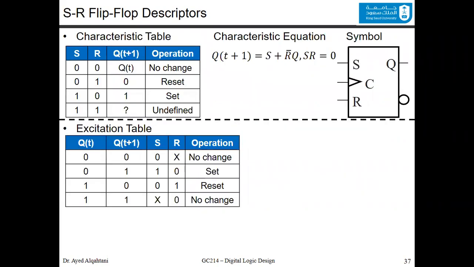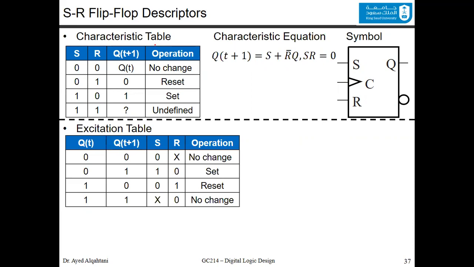Now let's see those descriptors for each flip-flop type. We will start with the SR flip-flop descriptor, which we already know. You know that this is a flip-flop because of this one. This is the clock, and you have the SR inputs, and you generate the Q and the Q bar.